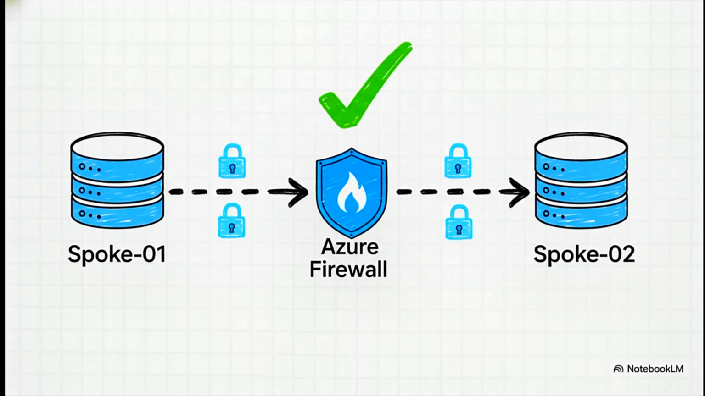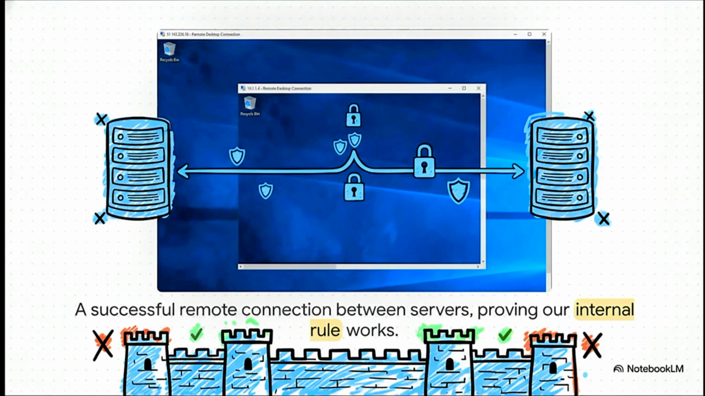But what about traffic moving inside our network? Between our servers. Securing the perimeter is great, but real security also means controlling what happens within the walls. So now, let's test that network rule. Can our servers actually talk to each other through the firewall? And here's the proof right on the screen.